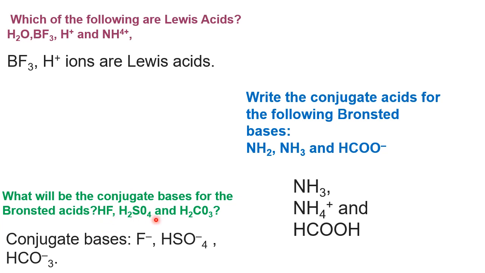Now, what will be the conjugate bases for the Bronsted acids HF, H2SO4 and H2CO3? HF gives H plus and F minus, so F minus is its counterpart, the conjugate base of HF. HSO4 minus is the conjugate base of H2SO4 because it forms after giving a proton. H2CO3 also gives a proton, becoming H plus and HCO3 minus. So HCO3 minus is the conjugate base of the acid H2CO3, carbonic acid.